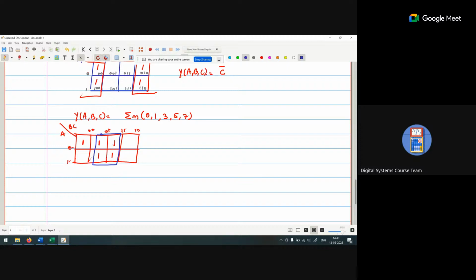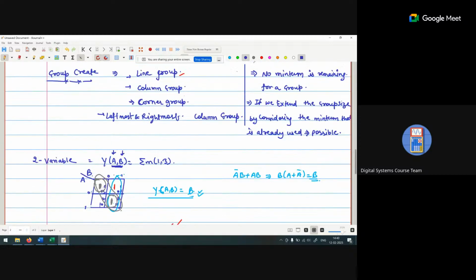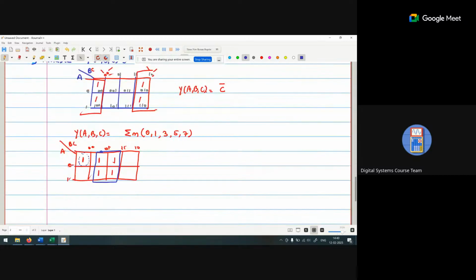Okay, so one group of 4 is possible. Now, after creating this group, you can see one min term is also available. So either I can create a single min term as a group, or we can extend the group size by considering the min term that is already used. So now, if I use this 2 to create a group, that is possible.